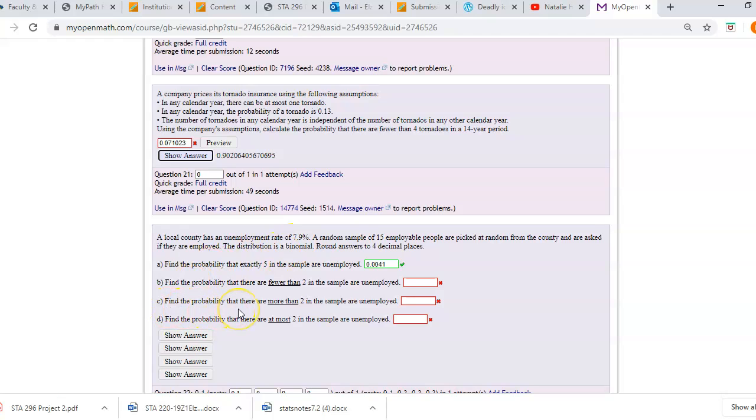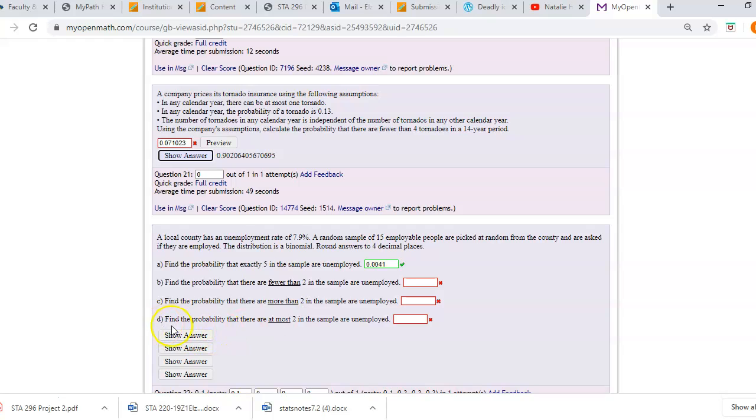On the other hand, C, find the probability that there are more than 2 would be things like 3, 4, 5, 6, all the way up to 15. So for more than 2, what you need to do is find the probability putting a 2 in for X. Get that answer. That gives you the probability that X is less than or equal to 2. And then you'll subtract from 1 to get more than 2.